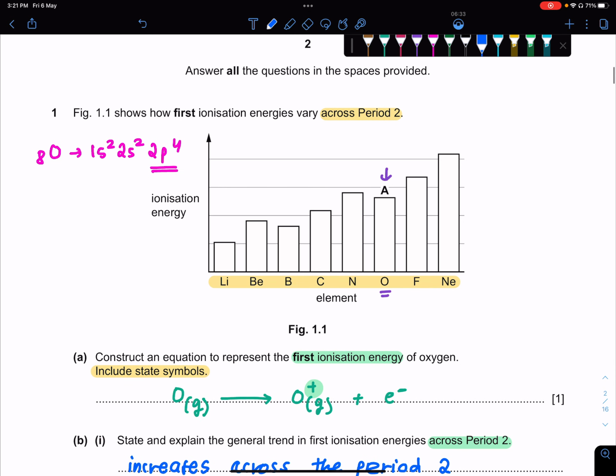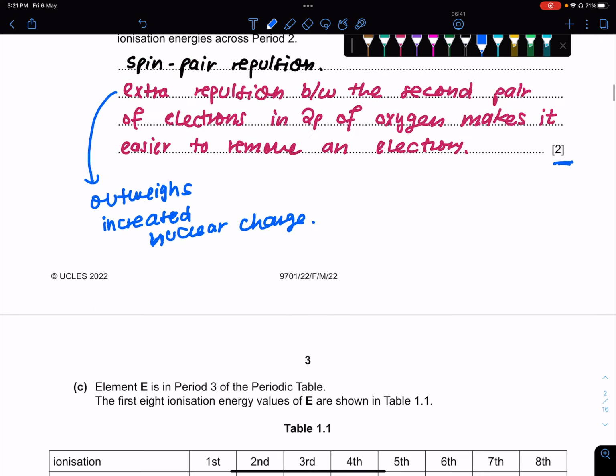So also do remember the stability of the subshells: completely filled subshells are more stable than half filled subshells, which are more stable than partially filled subshells. So do remember that. Okay, next part.